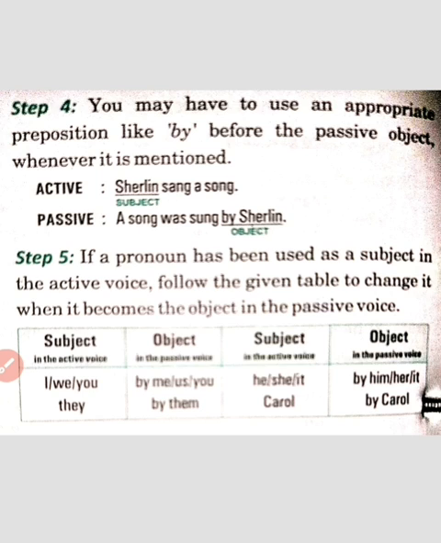So here is the table. If the subject in active voice is I, we, you, they, then when they are converted into passive, I will become me, we, us, you will remain you, and they, them. He will become him, she, her, it remains it, and Carol, any name, remains the same.